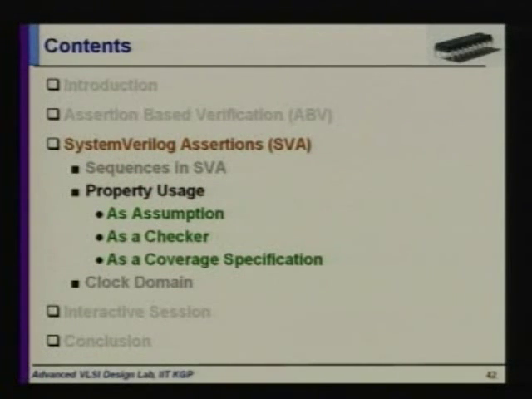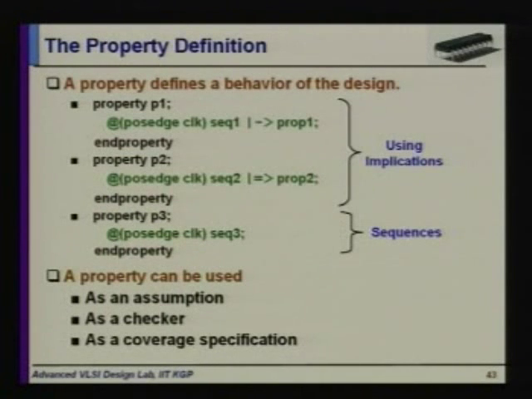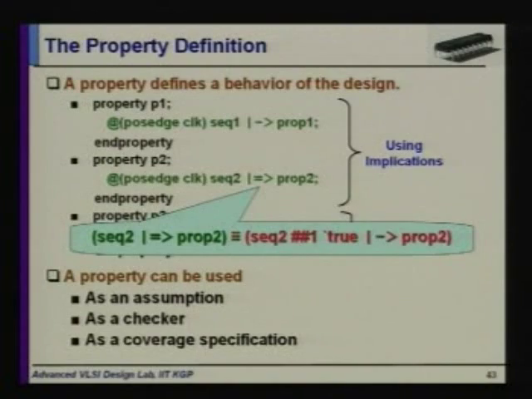So now the property, as we have mentioned, defines a behavior of the system. It may be an implication like in the first P1 and P2 property. It may be a sequence. So all sequences are properties, but not all properties are sequences. What is the new construct introduced here in the property P2? Actually, it's a non-blocking implication. The previous one in property P1 you see here is a blocking implication.